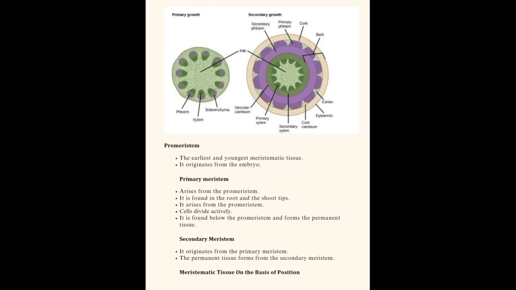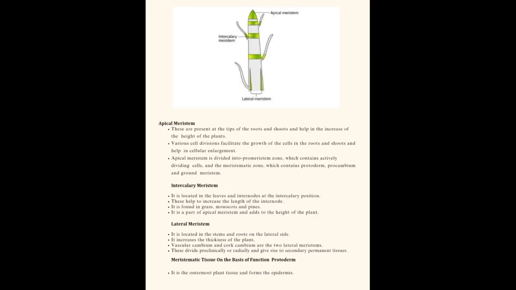Meristematic tissue on the basis of position. Apical meristem: these are present at the tips of the roots and shoots and help in the increase of the height of the plants. Various cell divisions facilitate the growth of the cells in the roots and shoots and help in cellular enlargement. Apical meristem is divided into the promeristem zone, which contains actively dividing cells, and the meristematic zone, which contains protoderm, procambium and ground meristem.